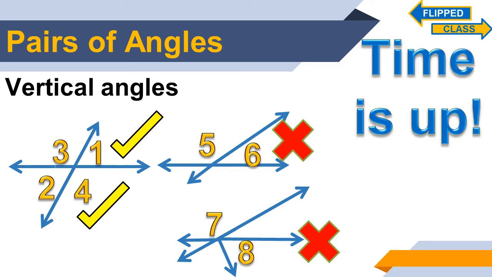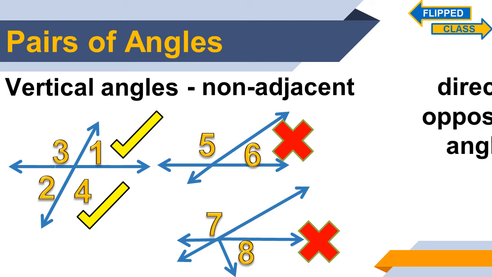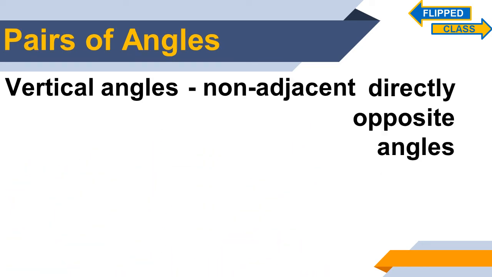Time is up. Now, what are vertical angles? 1 and 2 are vertical angles. 3 and 4 are also vertical angles. But 5 and 6 are non-vertical angles because vertical angles must be non-adjacent. 3 and 4 are non-adjacent. 1 and 2 are non-adjacent. But 5 and 6 are adjacent. But 7 and 8 are also non-adjacent, but they are actually not directly opposite angles. So vertical angles are actually non-adjacent, directly opposite angles when 2 or more lines intersect. It's like 1 and 2, 3 and 4.